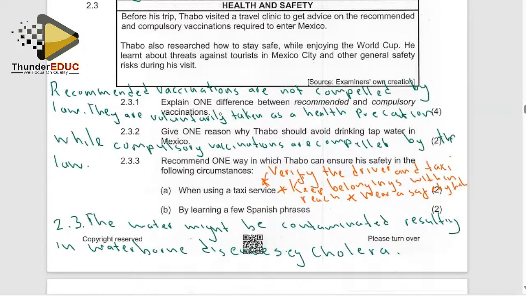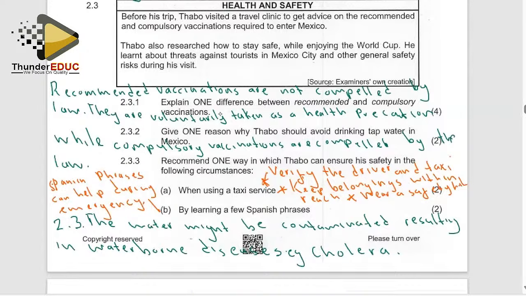All right. Then also by learning a few Spanish phrases, this is important, so that Spanish phrases can help during emergencies. During time of emergencies, you must know how to shout for help in Spanish. So this can actually be a good thing during the time of emergencies. You must know a few Spanish phrases.